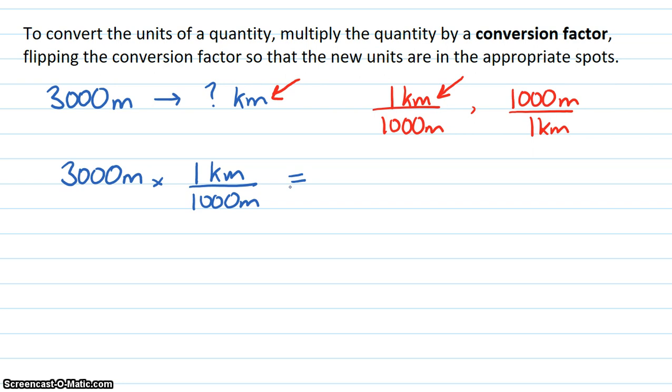What does that equal? Meters on top cancel out with meters on the bottom, and you're left with 3,000 kilometers divided by 1,000. So essentially it's 3,000 divided by 1,000, which equals 3, and your units are kilometers. So that's the flip side of that conversion.